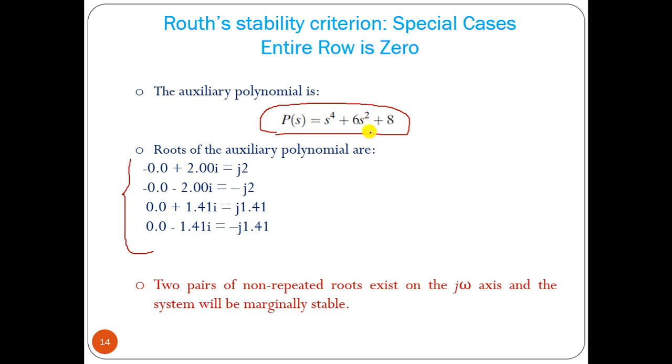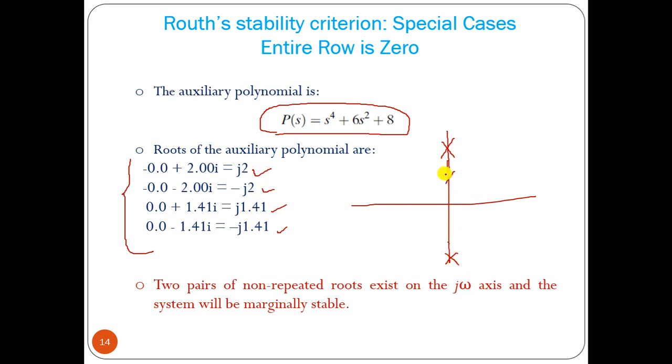From that auxiliary polynomial, if we solve it, we get these four values. That means if we plot them on the s plane, we see that they are plus j2 and minus j2.